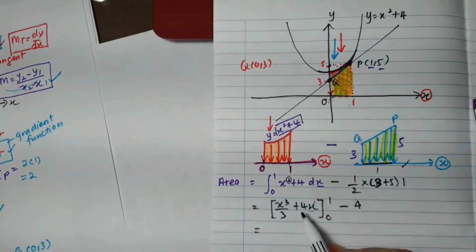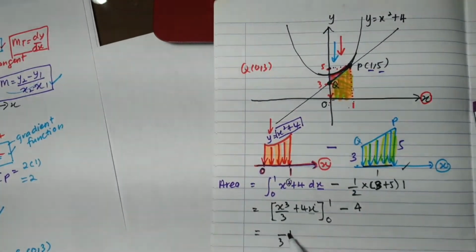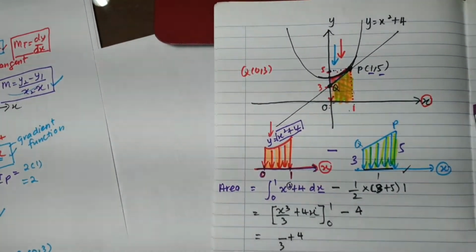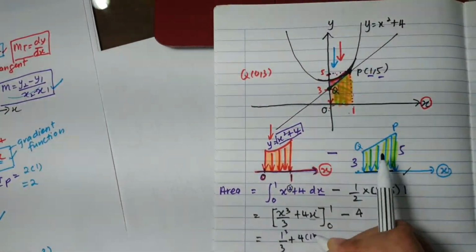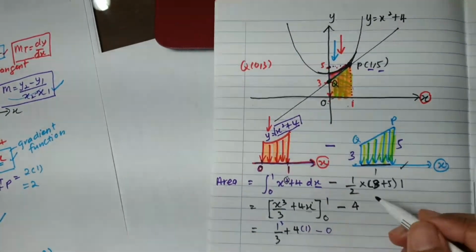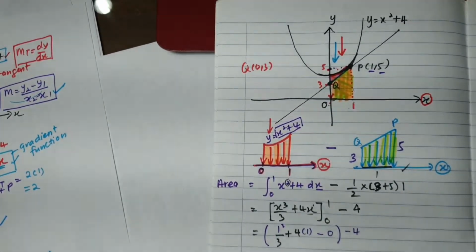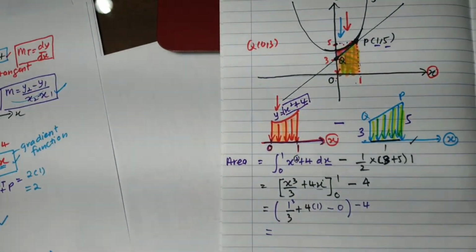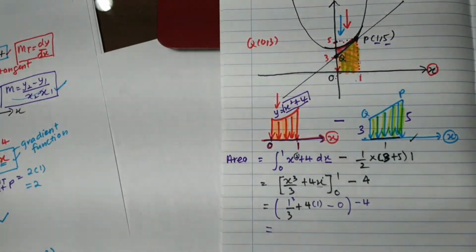And then substitute 1 inside, then masuk 0, of course lah 0 kan. So 1 cube, minus 0, you solve this, right, minus 4, so 1 over 3 plus 4. Okay, before that you can always check using your calculator.